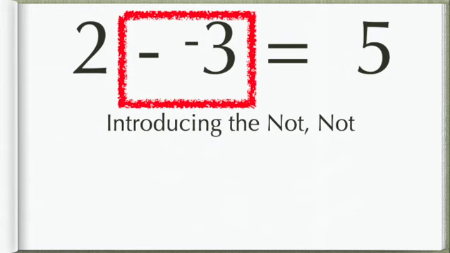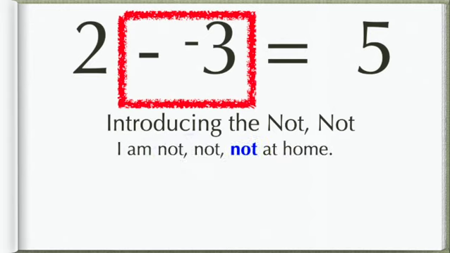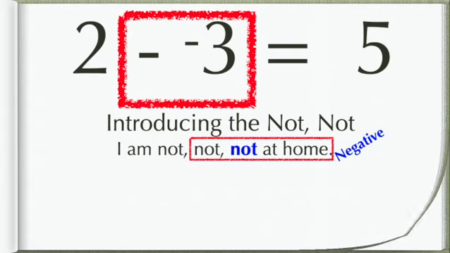Here's a thought. What about this statement? I am not not not at home. Well, not at home was negative, means I wasn't at home. Not not at home meant I wasn't not at home, thus I was at home. If I'm not not not at home, where am I? The not not at home is a positive. Not home is a negative, and I am somewhere besides home.